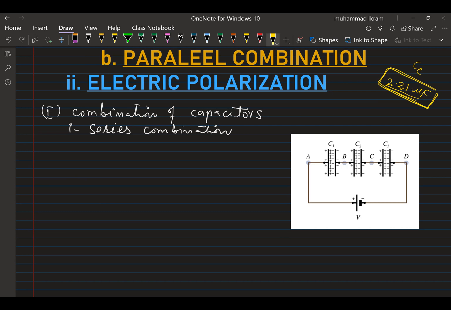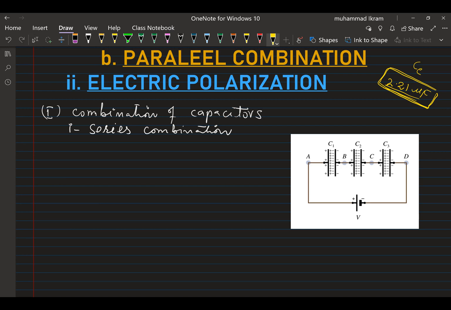One is this thing. Second, we need the combination of the capacitor to reduce the circuit. Third, we need the combination of the capacitor to have the desired value of the charge stored or the potential difference, right? Because in a different arrangement, we have different physical quantities, right?